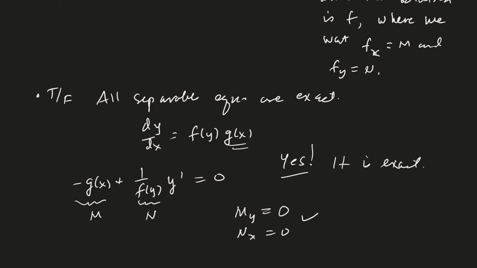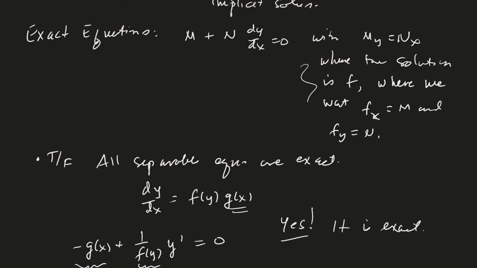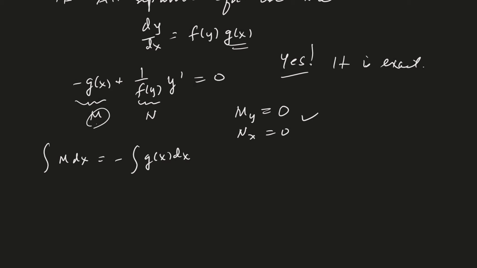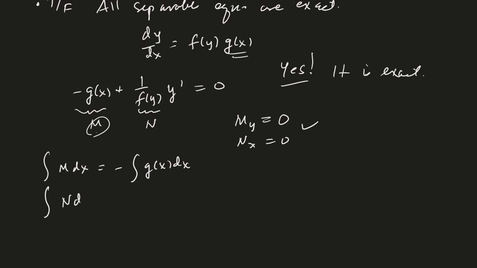Now the question is, would you want to use this technique to solve a separable equation? Well, as you can see here, as soon as you integrate your M with respect to x, you're going to be taking the integral of g of x dx, which you need to anyway, and similarly N dy would be the integral of 1 over f of y dy, which you would need to take anyway. So you're actually computing the same antiderivatives either way.